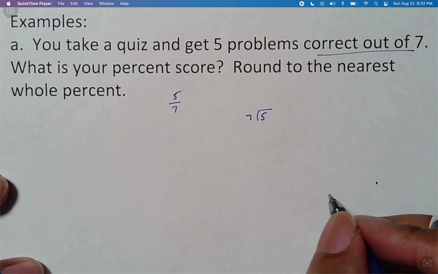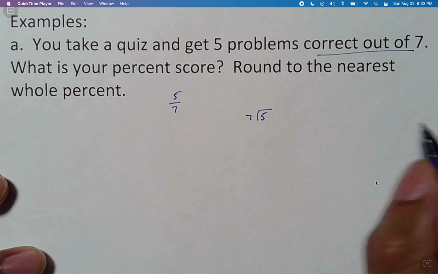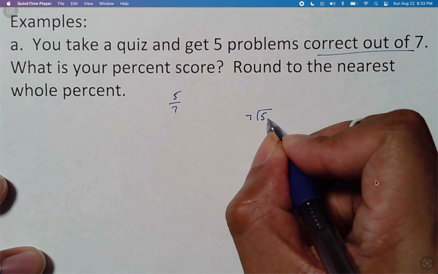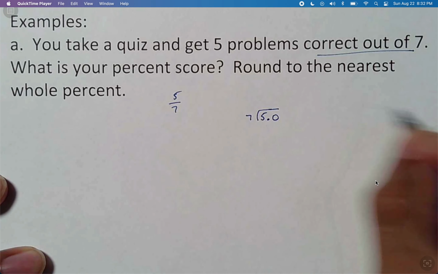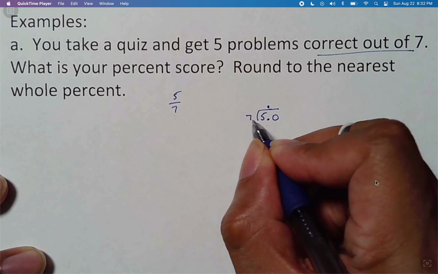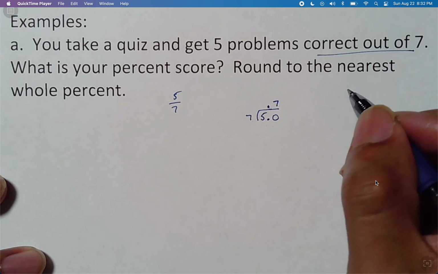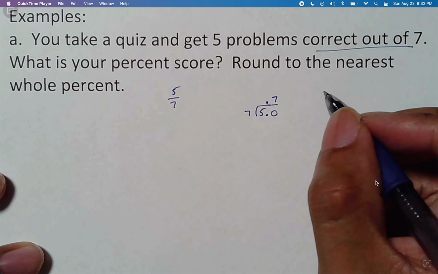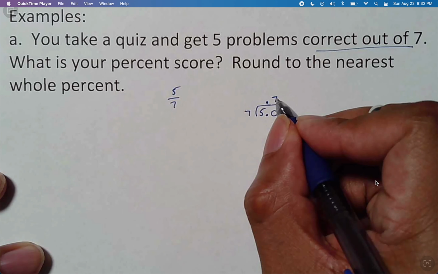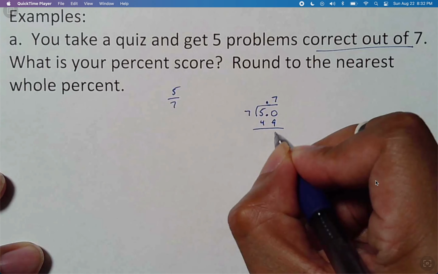Now here is our problem. 7 doesn't go into 5. And so when that happens and you're doing your division, you want to add a decimal point and a 0. Bring your decimal point straight up and then go from there. 7 goes into 50 7 times. Again, I'm just going as if we know our facts. If you practice these things, you will get better. 7 times 7, 49. 50 minus 49 is 1.